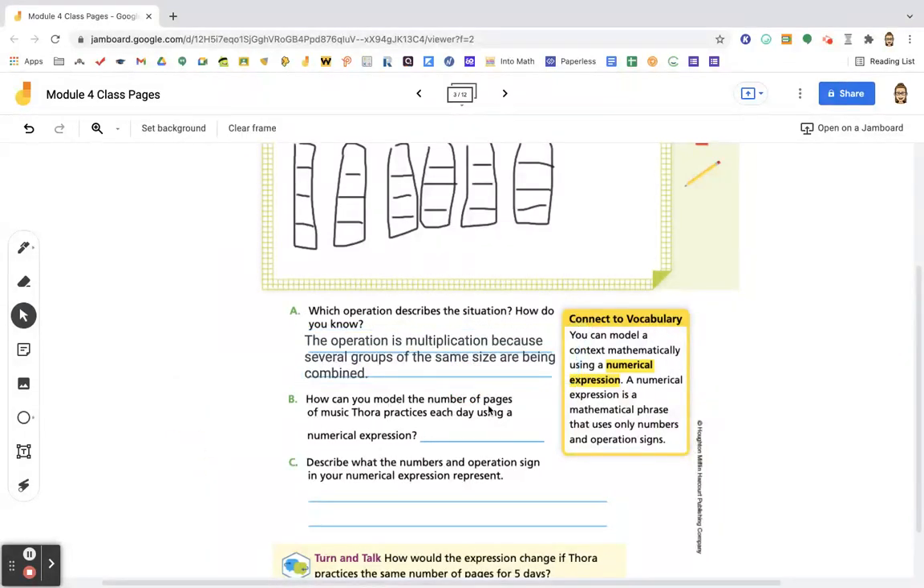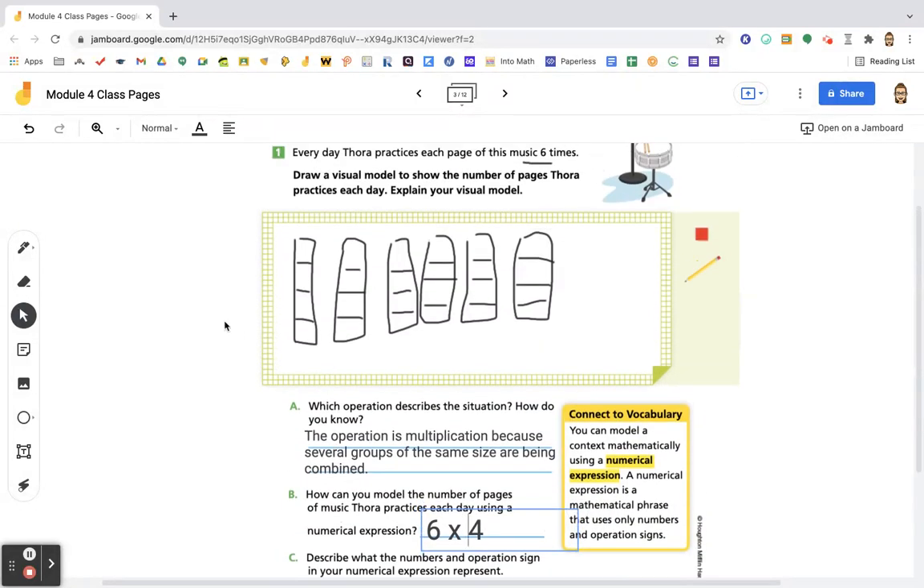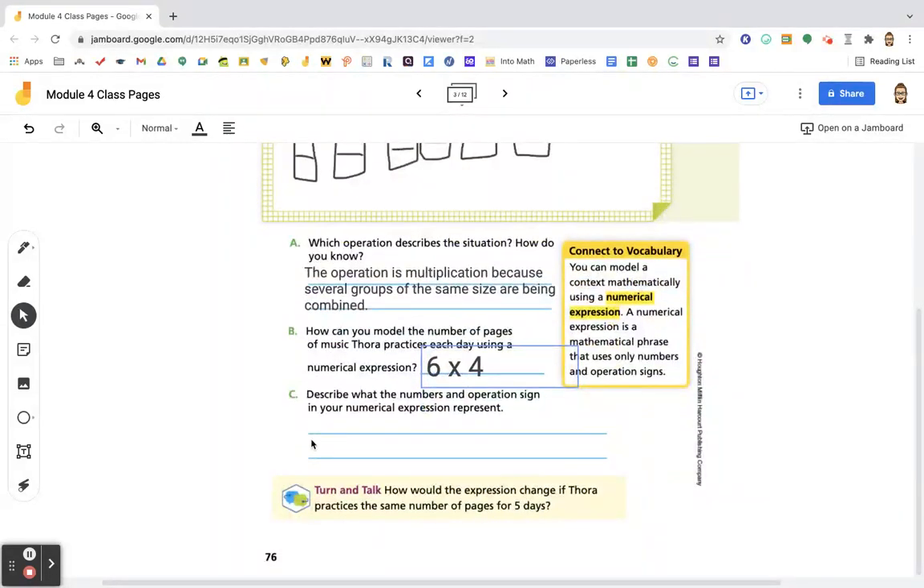So how can you model the number of pages of music Thor practices each day using a numerical expression? Well, over here, it says you can model a context mathematically using a numerical expression. A numerical expression is a mathematical phrase that uses only numbers and operation signs. So over here we're going to have 6 times 4. So we're doing 6 times the 4 pages.